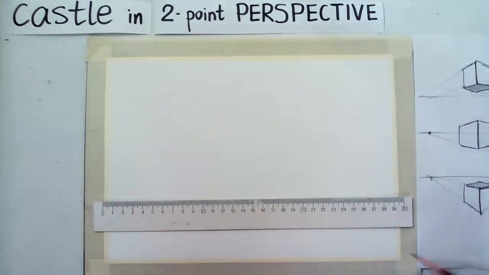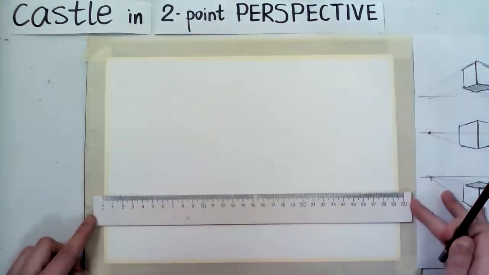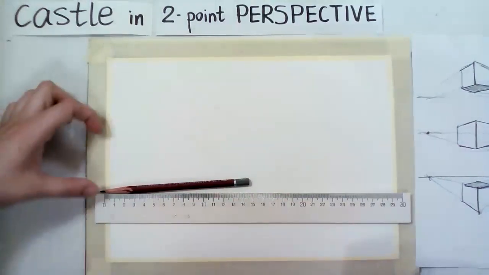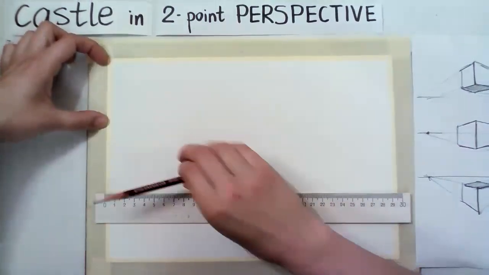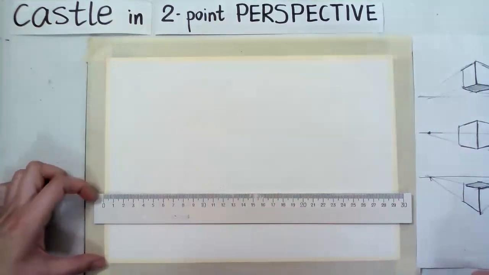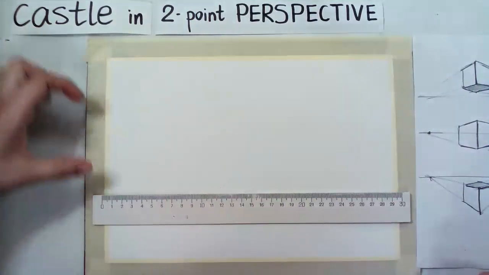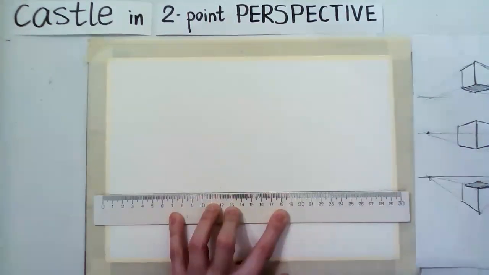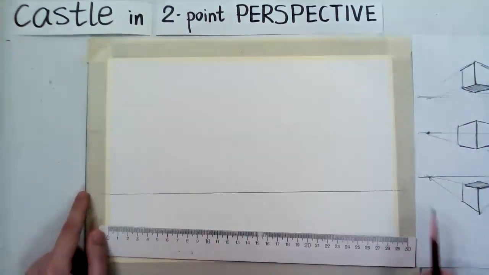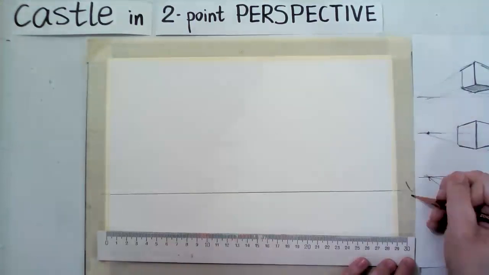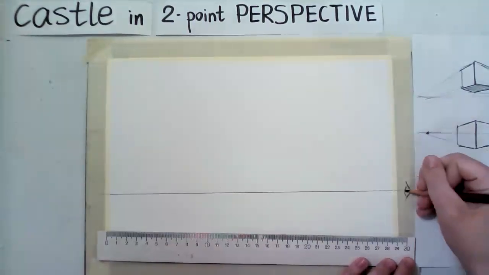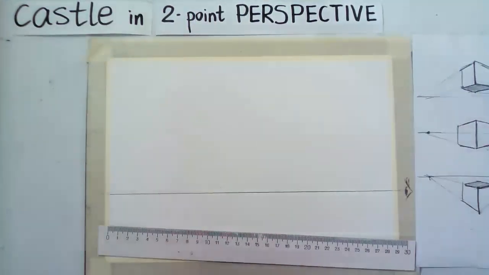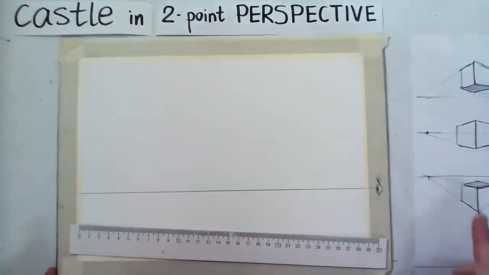Okay, let's do our horizontal line. I suggest you do it a bit more, like 1/3 of the page. Let's say 1, 2, 3. So 1/3. This is where I choose my horizontal line to be. This is where my eyes are. I'm gonna draw again my eyes. I'm choosing my eyes to be here.